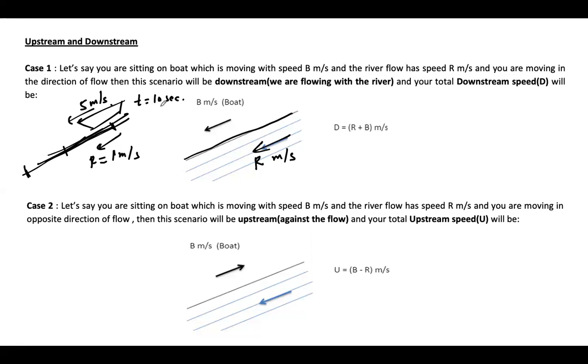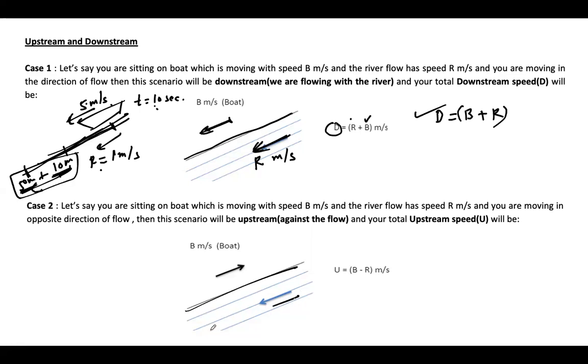I'm saying in 10 seconds, the river is going to help you by how many meters? 1 into 10, which is 10 meters. And you are also traveling with this boat. So 1 second, 5 meters; in 10 seconds, 10 into 5, which is 50 meters. That means the river is helping you. You are traveling all by yourself 50 meters, but the river is also pushing you by 10 meters. So if you are traveling along the flow of the river, your actual downstream speed would be speed of the boat plus speed of the river.